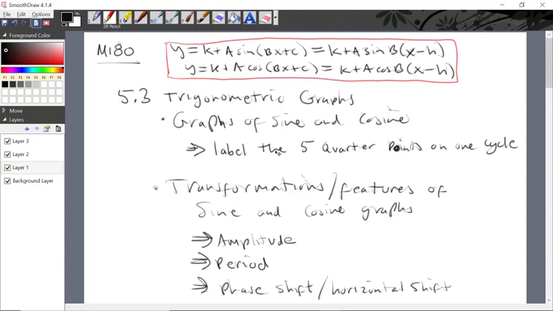In section 5.3, we'll be analyzing trigonometric graphs for the sine and the cosine waves. First, defining what the sine and cosine waves represent in terms of our definitions of the trigonometric functions and the underlying geometry of the unit circle. And then applying transformations to those waves, the same transformations as we've seen previously in the course.